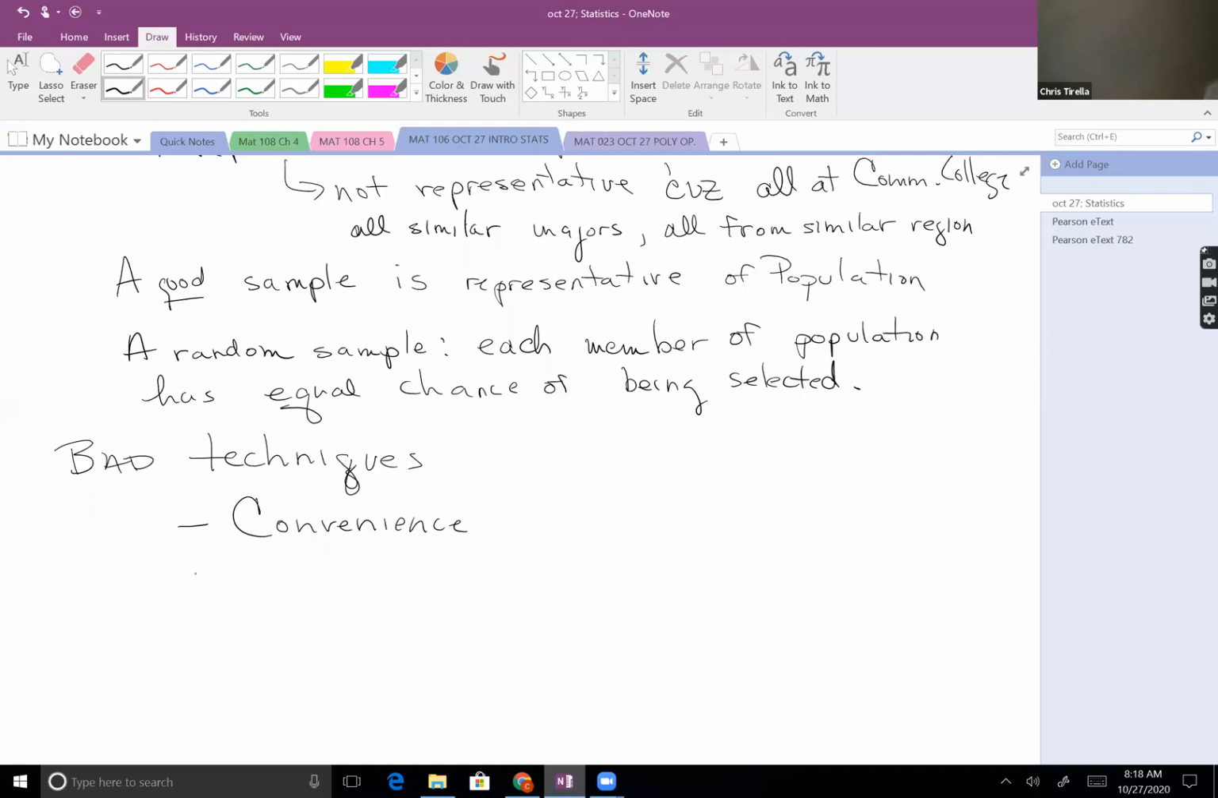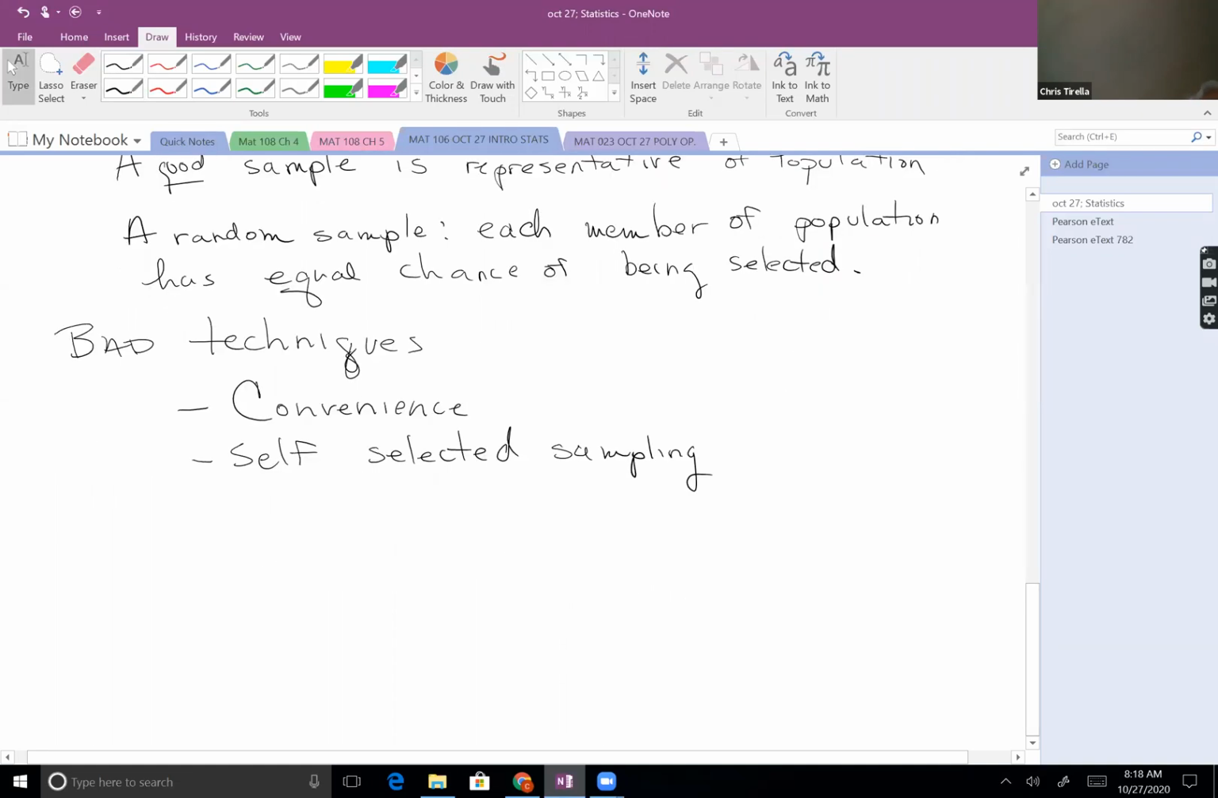Another bad technique is self-selected sampling. And what do I mean by that? Self-selected sampling is when you choose to respond. Here are a couple of examples of self-selected sampling.